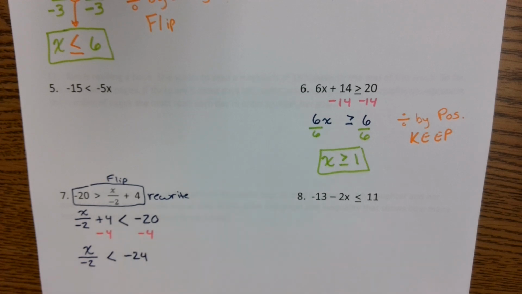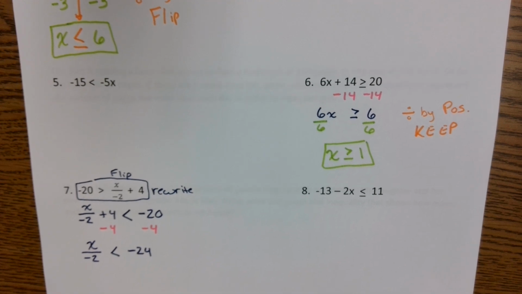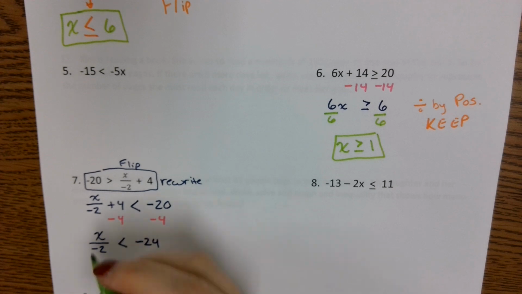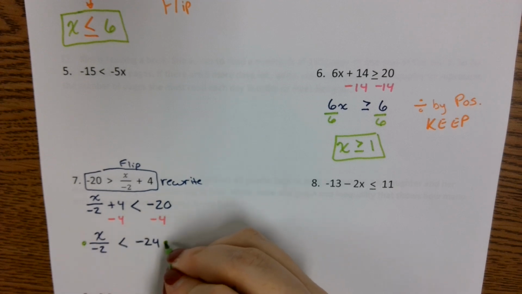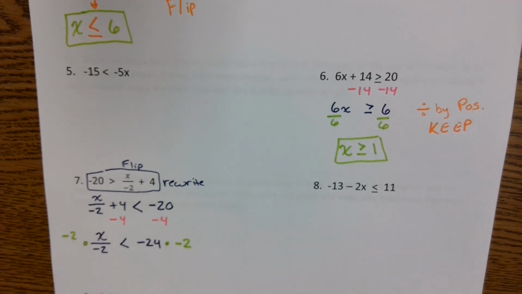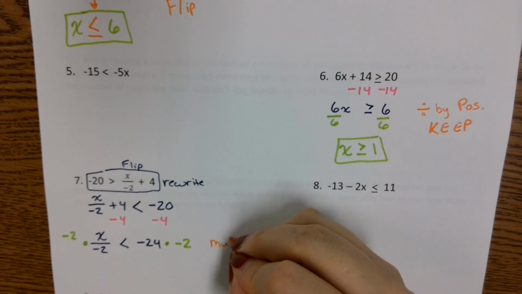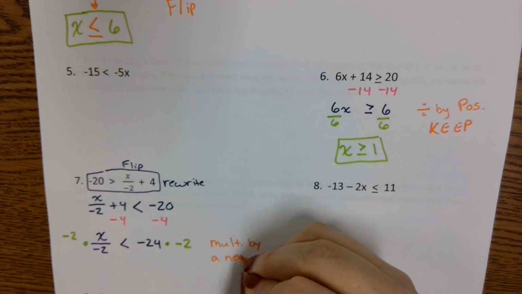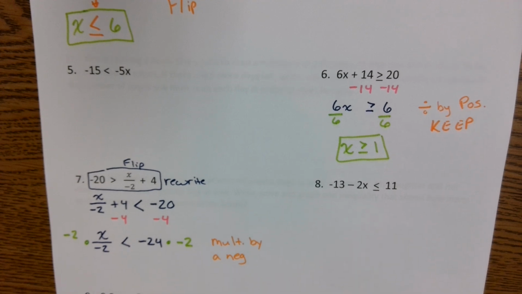Now what do we need to do? Last step for here, guys. Multiply. We need to multiply both sides by -2. And again, because I am multiplying by a negative on both sides, am I going to keep or flip?